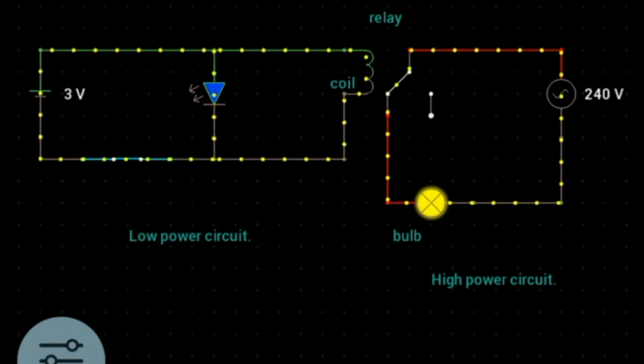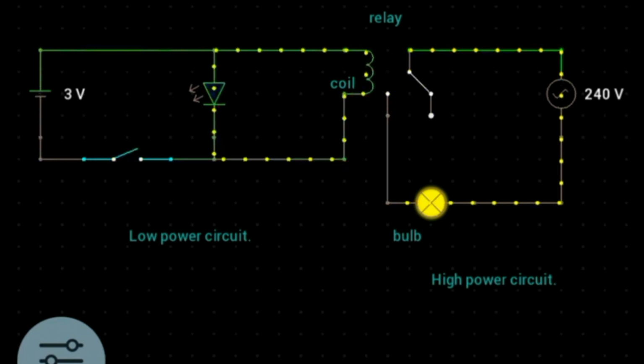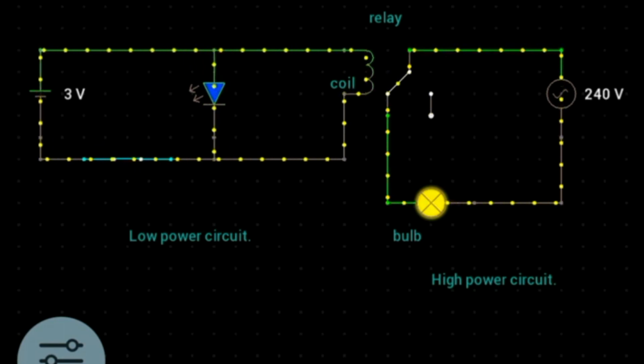The reason why relays are so efficient and important is because it allows digital microcontroller circuits, programs from computers to regulate high-power circuits whilst keeping them electrically isolated.